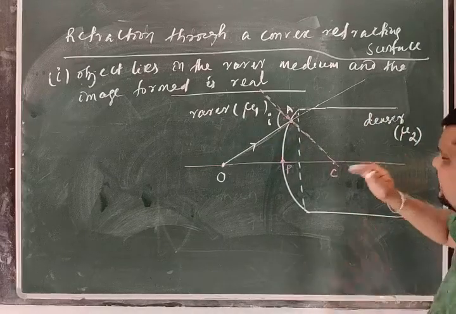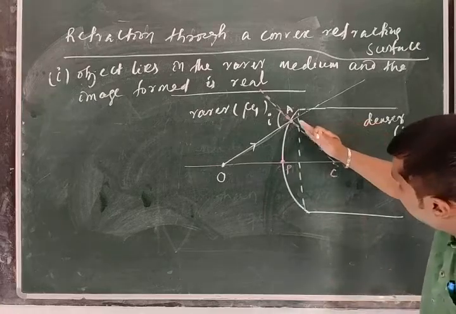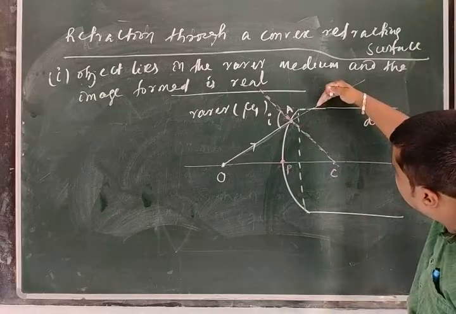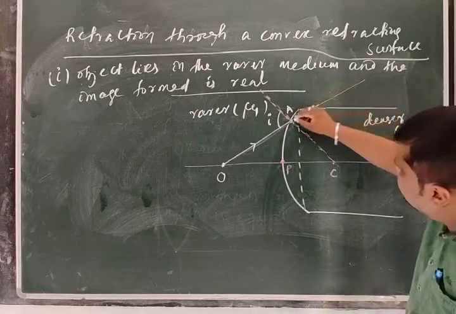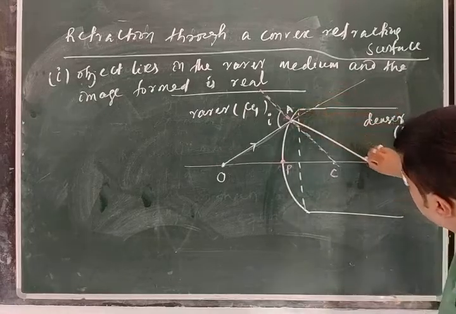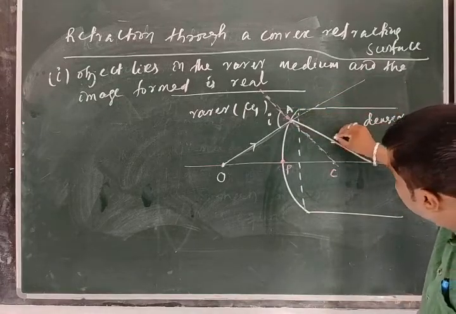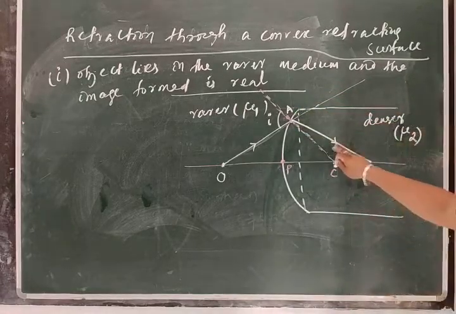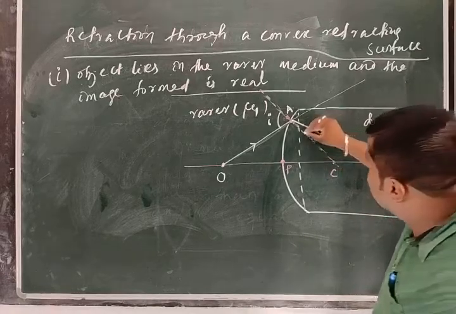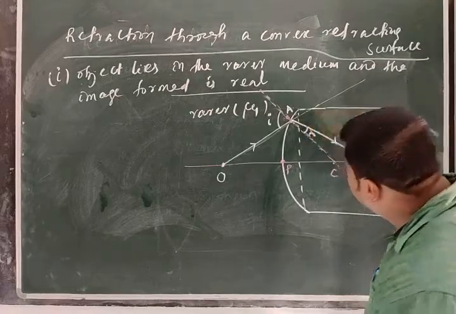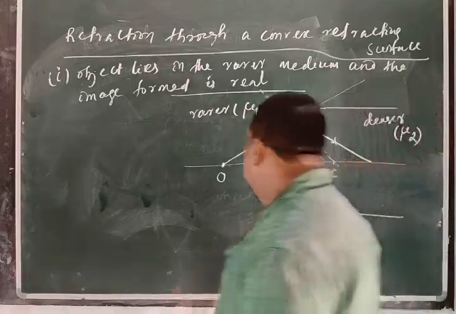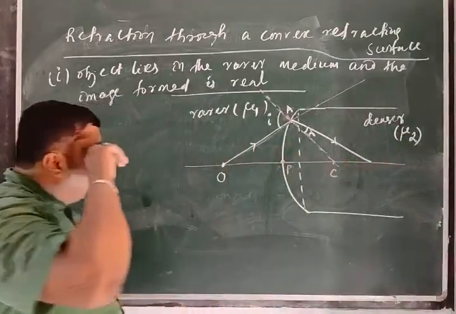Then what path will it take? It will be in between. This is the normal and this is the actual path of the incident ray. Then it bends towards the normal, which means the ray will bend like this, and this is the refracted ray. I can show it by the arrow line. And the angle to the normal is R, that is the refracting angle.